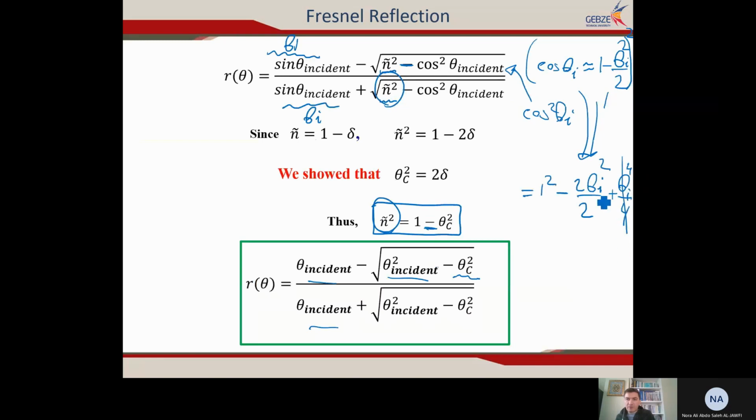This is a very small number because theta is already very small, so you can neglect this one. Then you will have 1 minus theta incident square. Here we have a minus sign, here we have also a minus sign, and then here we have a positive number. So finally, you have this expression for the Fresnel reflection coefficient. It depends only on theta incident and also the critical angle.